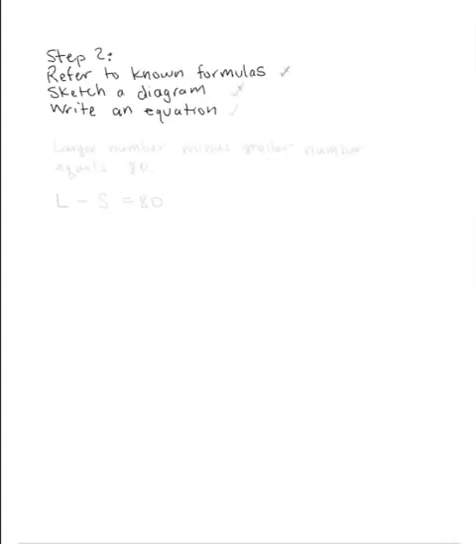Step 2 says, refer to known formulas, sketch a diagram, and write an equation. So for a numbers problem, a problem that asks you to find the numbers, typically there aren't any known formulas that you would pull from outside of this particular problem. So we'll go ahead and check off that we're taking this into account, and I'm going to put a little X through the end of the check mark to indicate that there really aren't any known formulas that are going to help us here. We also can't really sketch a diagram.